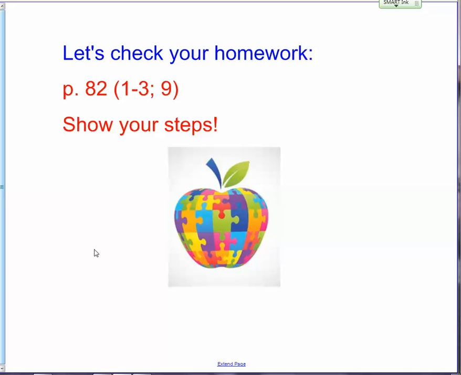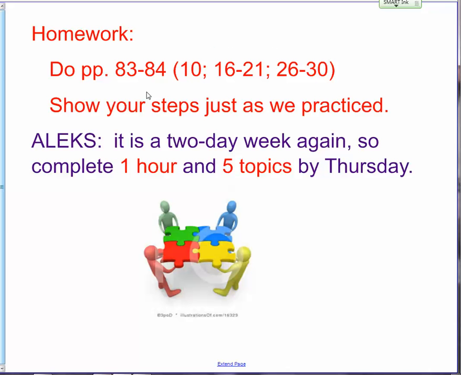And you have some homework to practice tonight. No, we did that last night. Sorry, that was last night. So we checked that. And then this is the homework to do tonight. And it's just a 2-day week again, so you have 1 hour and 5 topics by Thursday. For those who haven't finished their green or orange slices of the pie, you need to do 5. For those of you that have completed them, you need to master 2 to 3 topics. And that's it.